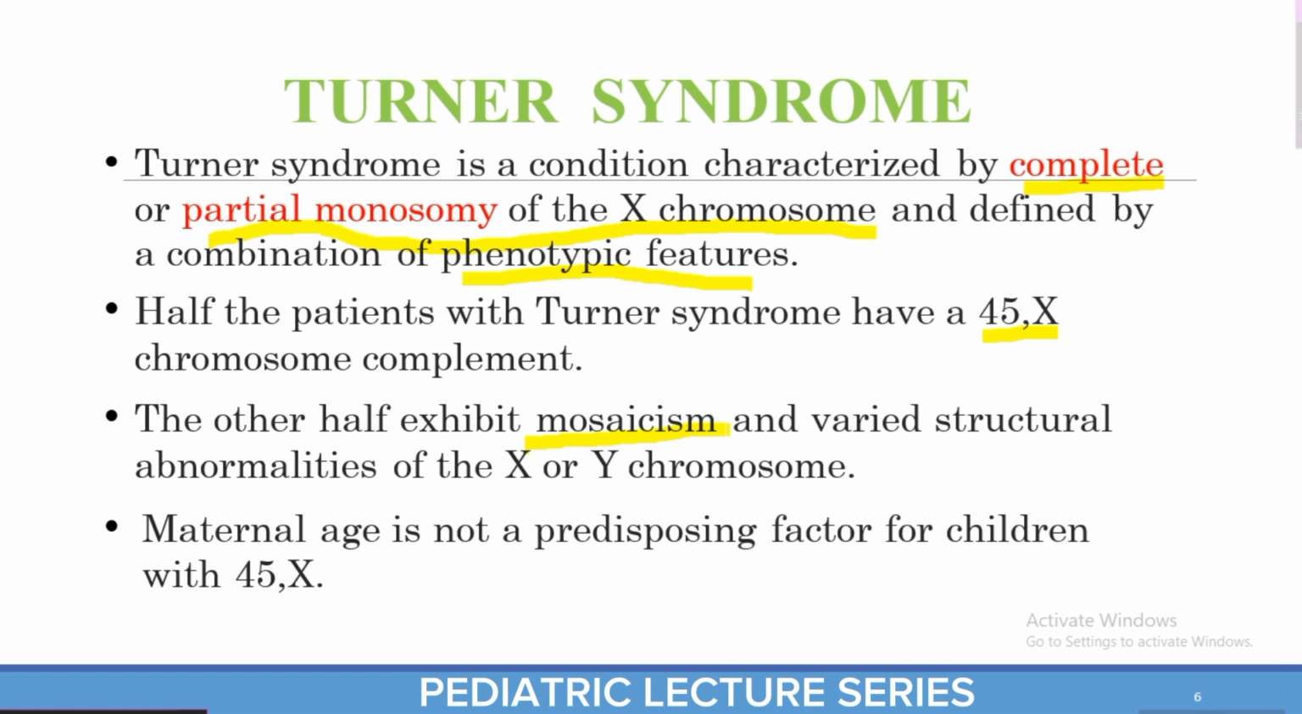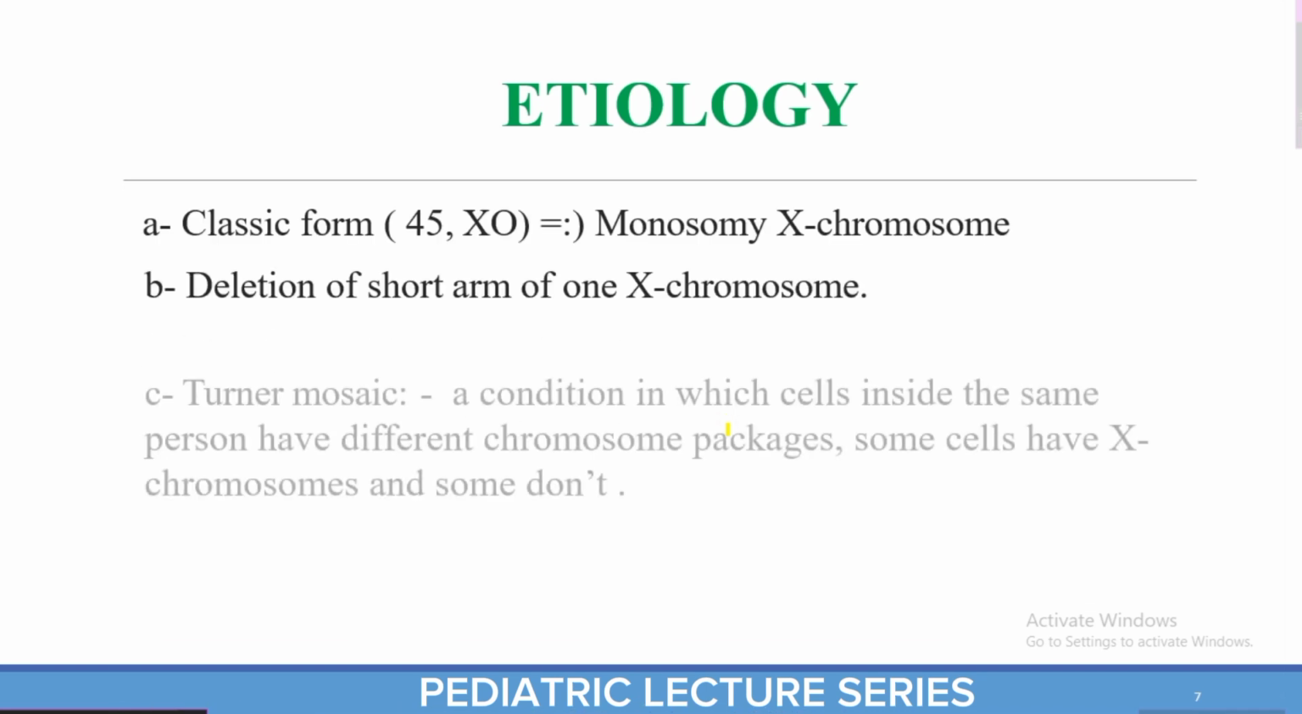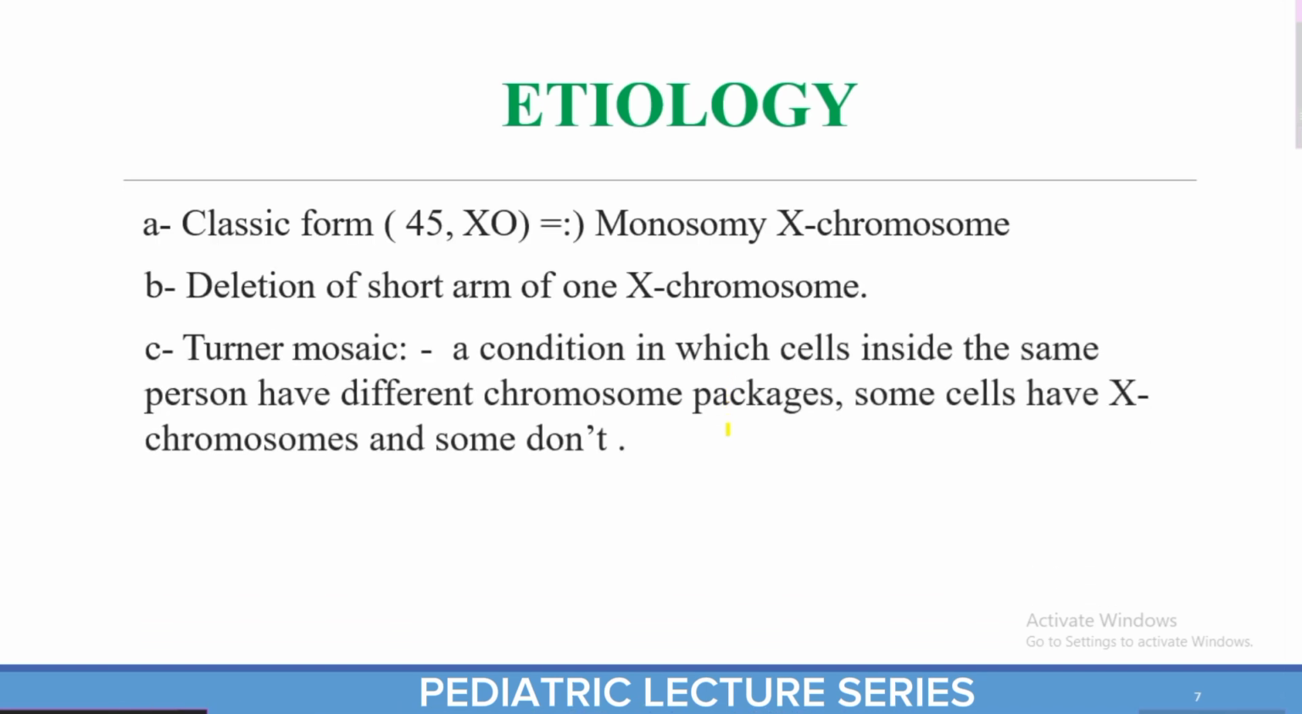Maternal age is not a predisposing factor for children with Turner syndrome. This is as you compare to Down syndrome, which has been discussed in another video. You can check it out. The maternal age is a predisposing factor there. Therefore, incidences of Down syndrome increase with increasing maternal age, which is a different case with Turner syndrome. For the etiology, mostly three factors are listed here.